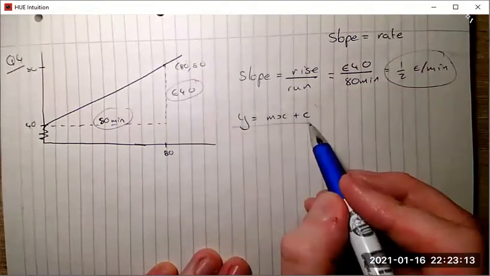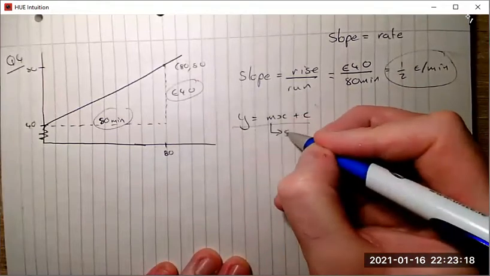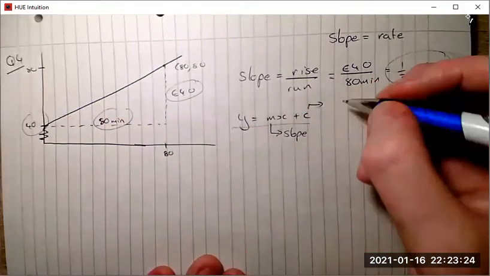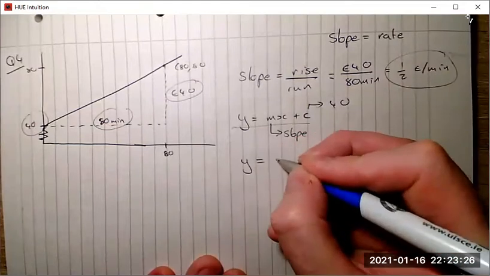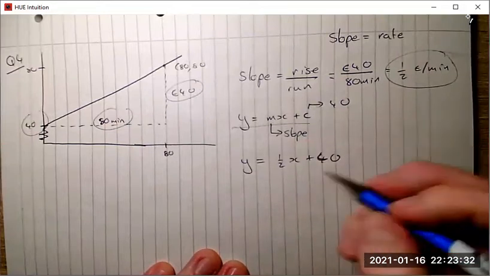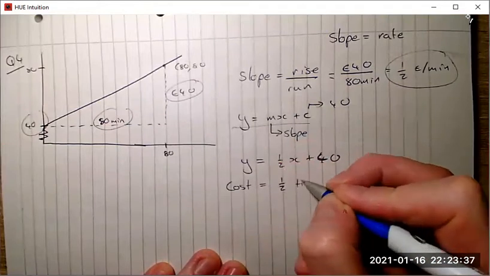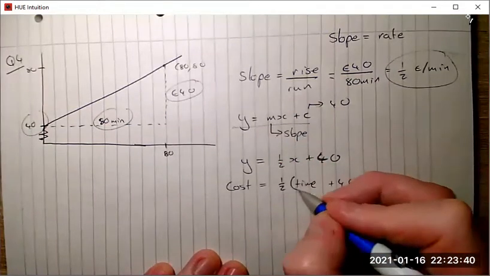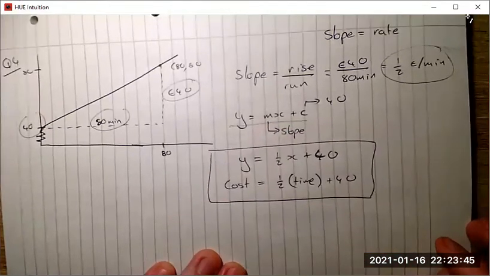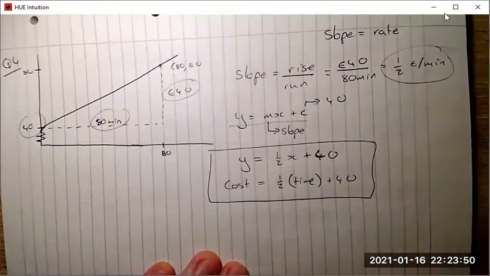If I want the equation of that line, well, y equals mx plus c, if you remember from coordinate geometry. m is the slope, which we now know is a half, and c is the y-intercept, which you can see over here is 40. So that equation is y equals 1/2 of x plus 40, where y represents the cost and x is the time. So that's your rule for working out how much you're going to be charged for the television. And if you can do that comfortably enough, that's a pretty useful skill to have.